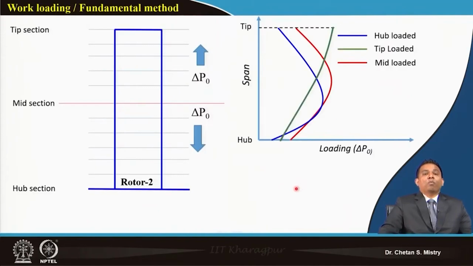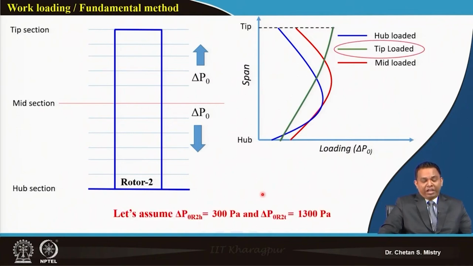Okay. Now what have we learned for our fundamental method: we are assuming our delta P0 at different stations, and since we have designed our rotor 1 with the tip loaded configuration, same trend we will be using for rotor 2, that is, we will have a tip loaded configuration. And if this is your case, initially we can assume my expected pressure rise near the hub to be 300 Pascal and near the tip region to be, say, 1300 Pascal.